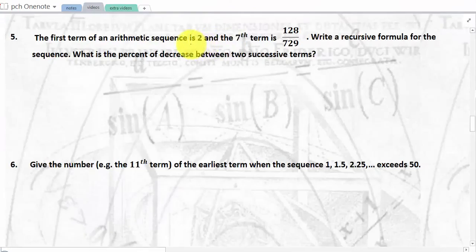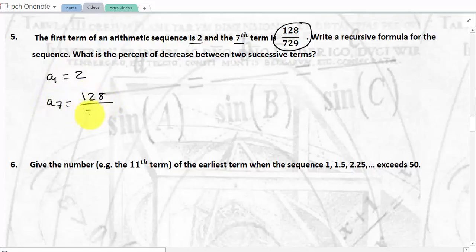Let's go over some examples. In this example, I'm telling you the first term of the sequence is 2, and the seventh term is 128 divided by 729. So A1 equals 2, and A7 equals 128 divided by 729. And I'm asking you to write the recursive formula for the sequence. I'm also asking you to give the percent of decrease between two successive terms.